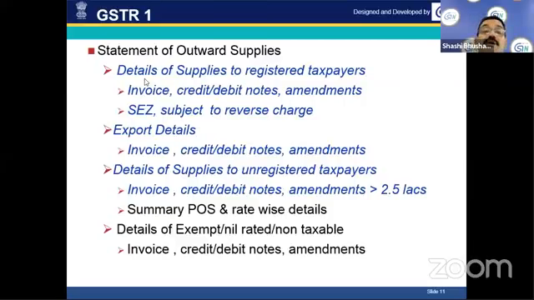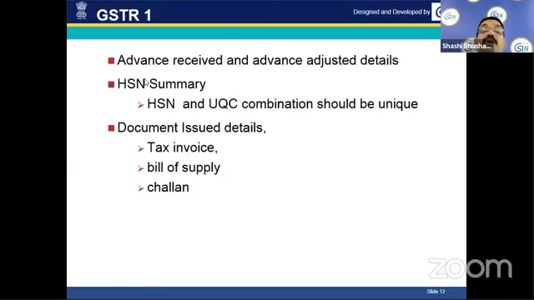Then there are consolidated summary details: a table for exempt, nil rated and non-taxable supplies, and then summary details of advance receipt, advance adjusted, and HSN summary. In this, the HSN and UQC combination should be unique. And another is document issued details, the different types of documents that you have issued in the tax period.